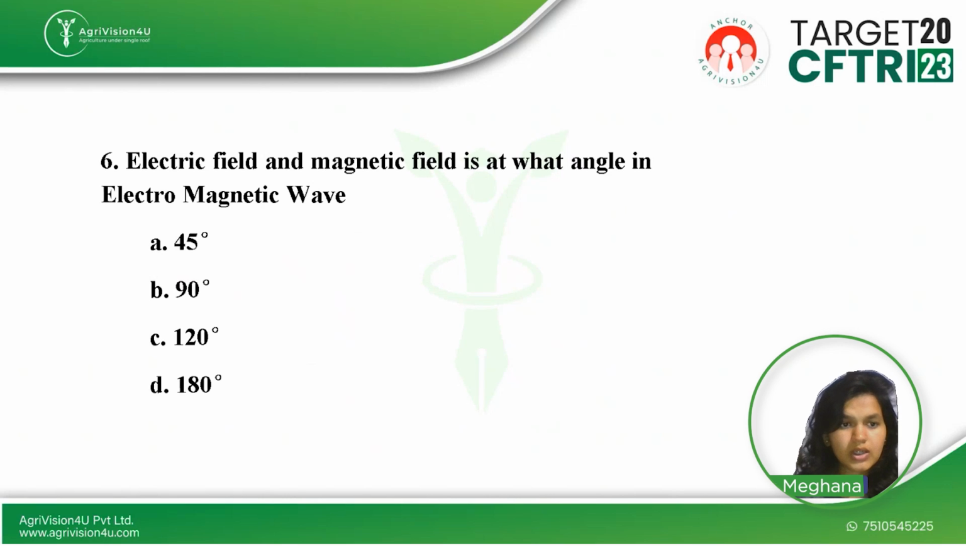Then comes the sixth one: the electric field and the magnetic field are at what angle in an electromagnetic wave? Option A is 45 degrees, option B is 90 degrees, option C is 120 degrees, and option D is 180 degrees. Here the electric field as well as the magnetic field are perpendicular to each other and to the direction of the wave. So the 90-degree option B is the right answer.